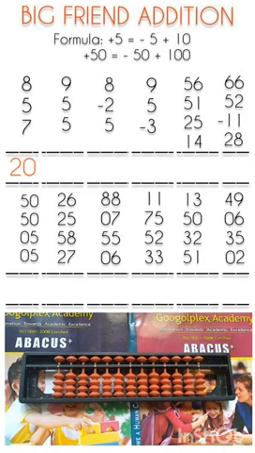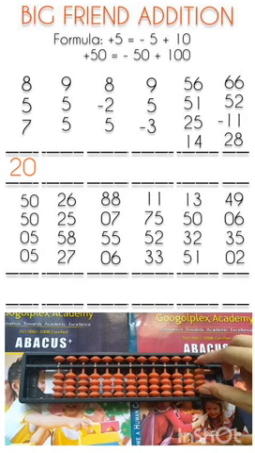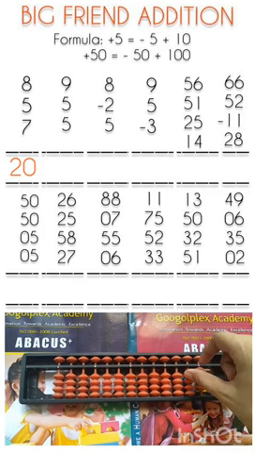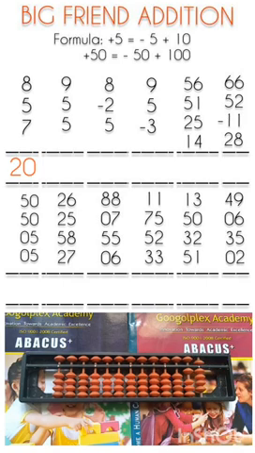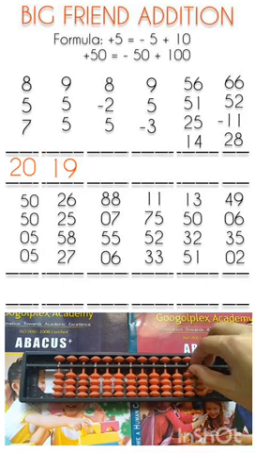Question number 2. We have to solve 9 plus 5 plus 5. First number is 9. Now we have to add 5 to this number. Yes, 5 is not possible. Again, same thing we have to do. That is minus 5 plus 10. Again we have to add 5. Now, what is the answer? Answer is 10 plus 9. That is 19.